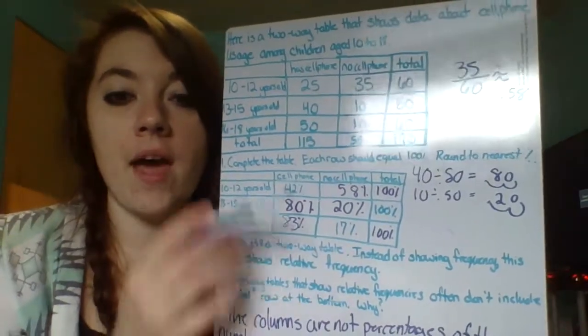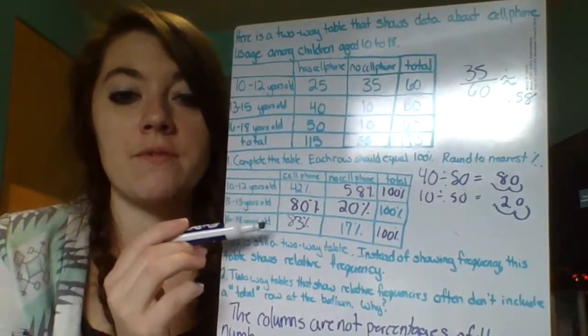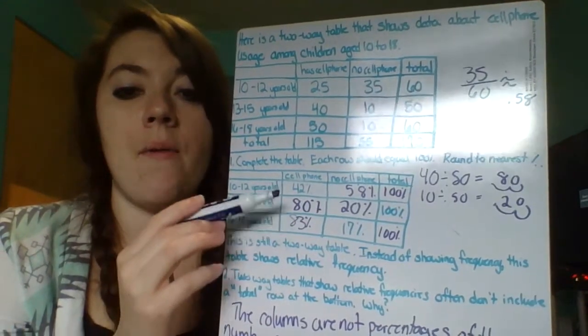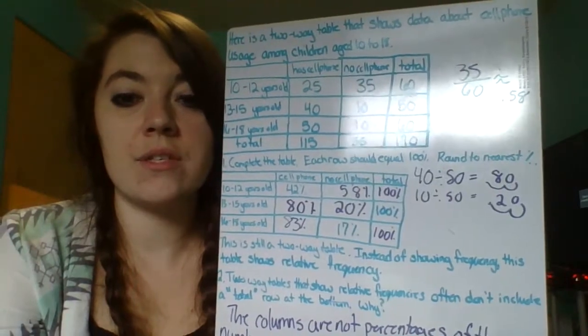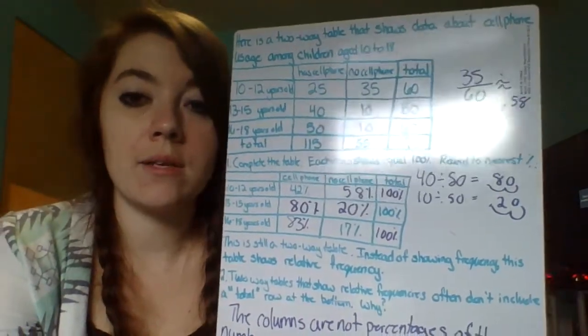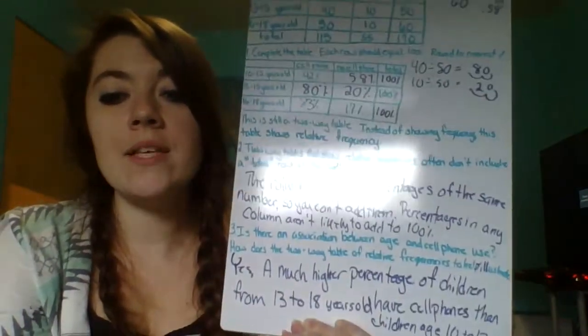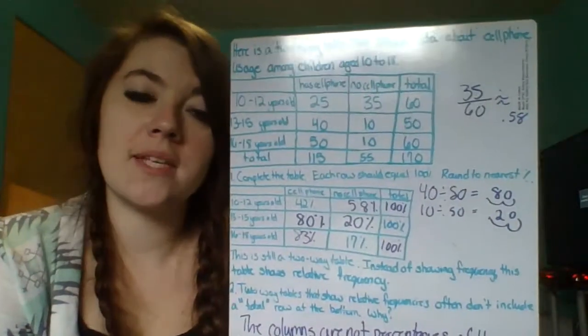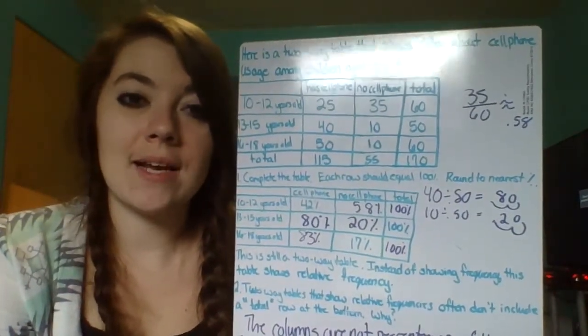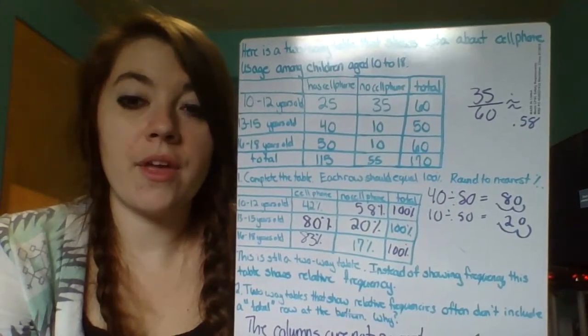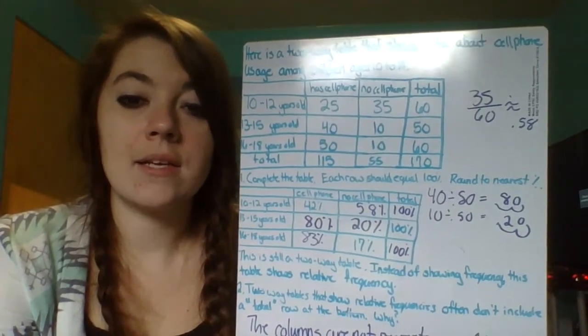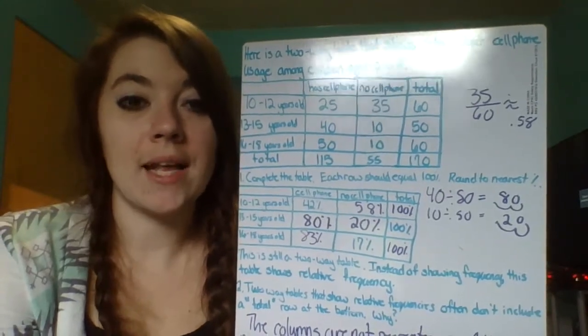So looking at that compared with the 13 to 15 and the 16 to 18, we're in the 80% range who have a cell phone versus 17% and 20% that do not. So these are relative frequencies. Relative frequencies can help us look at data and understand probabilities and totals, and being able to analyze the data a little better.